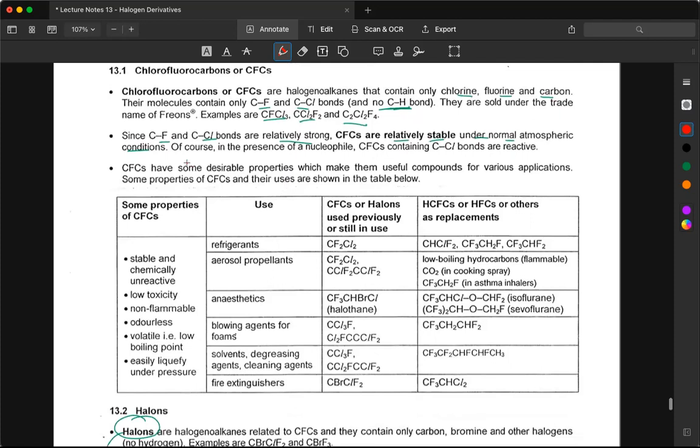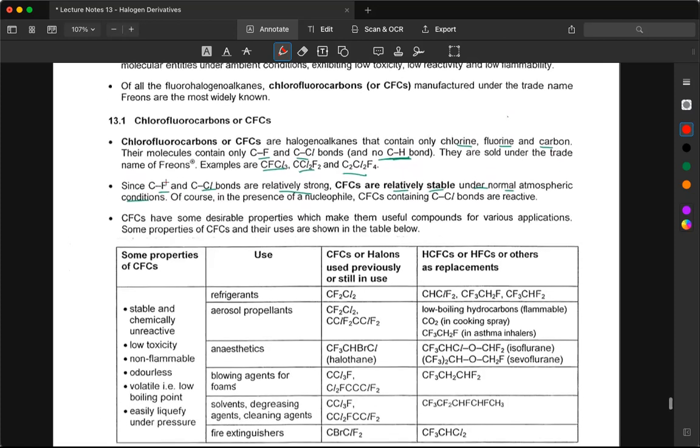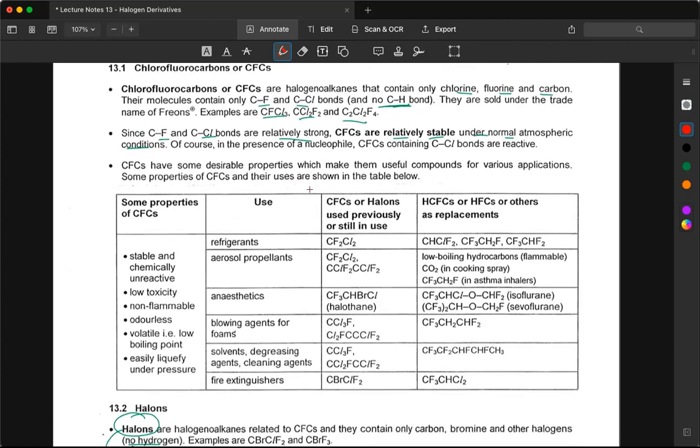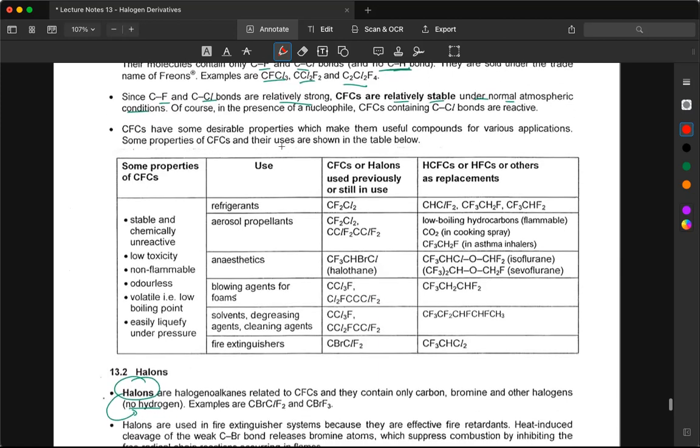Now, since C-F and C-Cl bonds are relatively strong, CFCs are relatively stable under normal atmospheric conditions. Of course, in the presence of a nucleophile, CFCs containing C-Cl bonds are reactive. CFCs have some desirable properties which make them useful compounds for various applications. So these are the examples for your own reading.